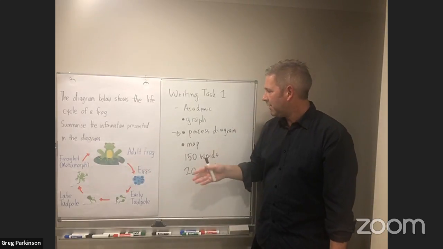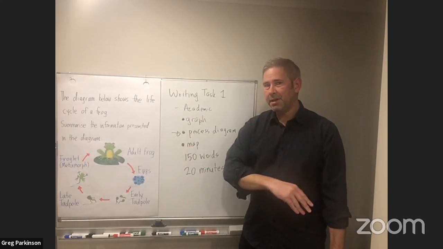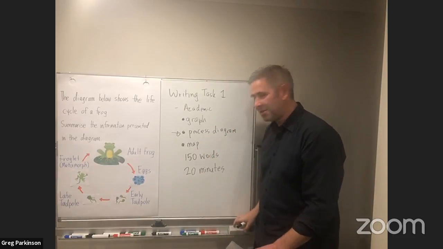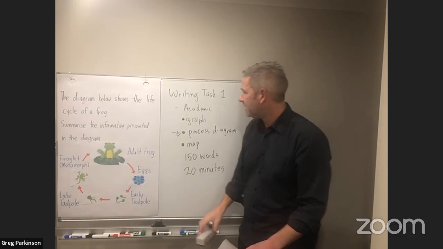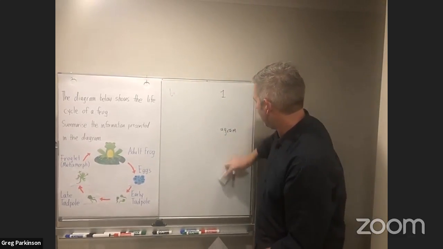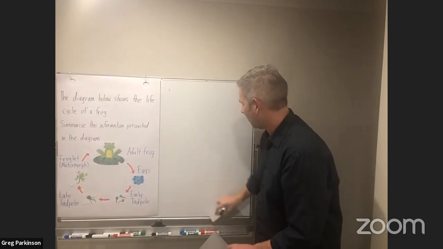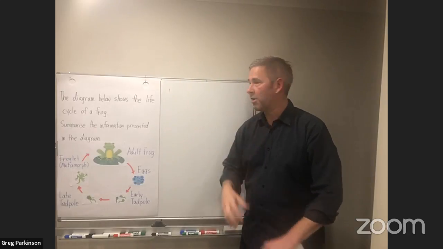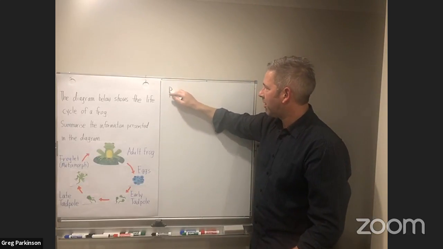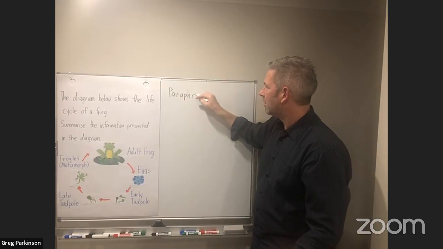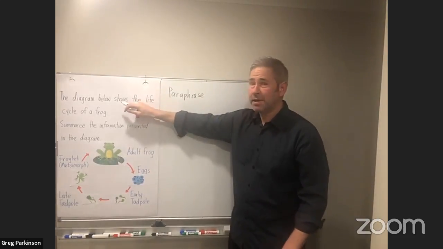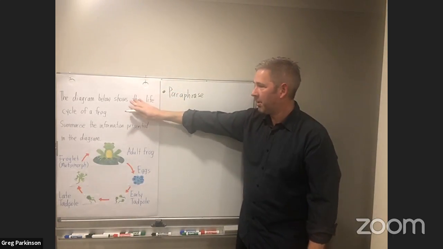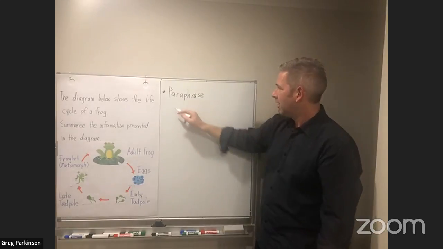Now, even though you only have 20 minutes, as is the case with writing task 2, you still need to think carefully about a plan. So I just wanted to give you a quick outline for how I would answer this. What I would do is try to divide this life cycle into paragraphs. The first thing I'm going to do is paraphrase this. Just like with writing task 2, we begin with paraphrasing. We're going to paraphrase the information we're given.